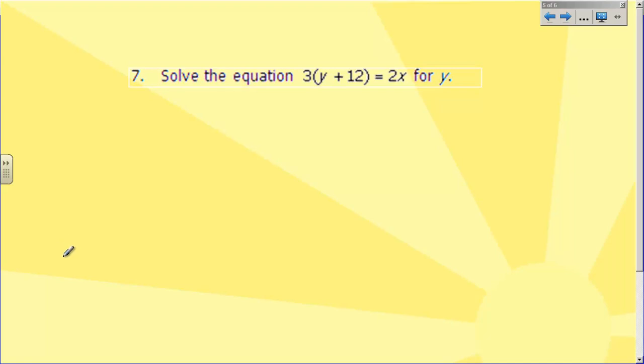So here's an example of one I was talking about. They say to solve this equation for y. The reason we are going to do this later is so that we can create a graph of this equation, and that's going to be really important. But for now, we just want to be able to practice doing it.